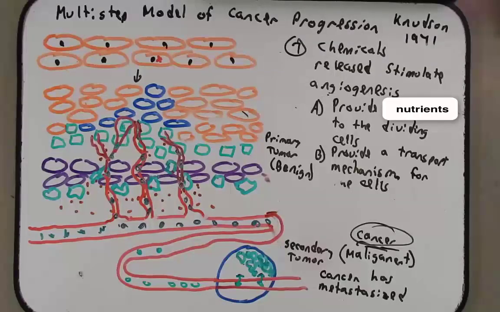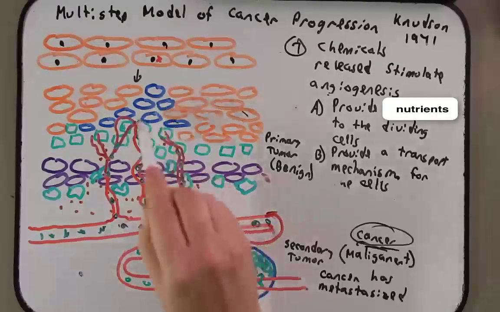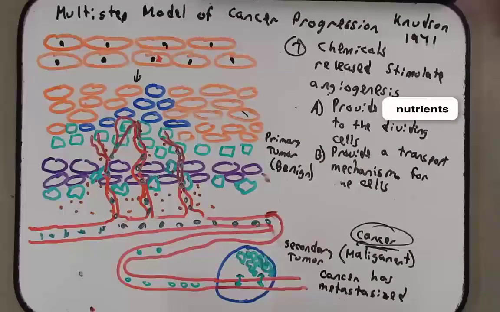Now in the next podcast, we're going to talk about how this cell gains the ability to divide fast. And we're going to talk about some common genes that are found mutated in cancer cells. But that's all I have for this podcast.